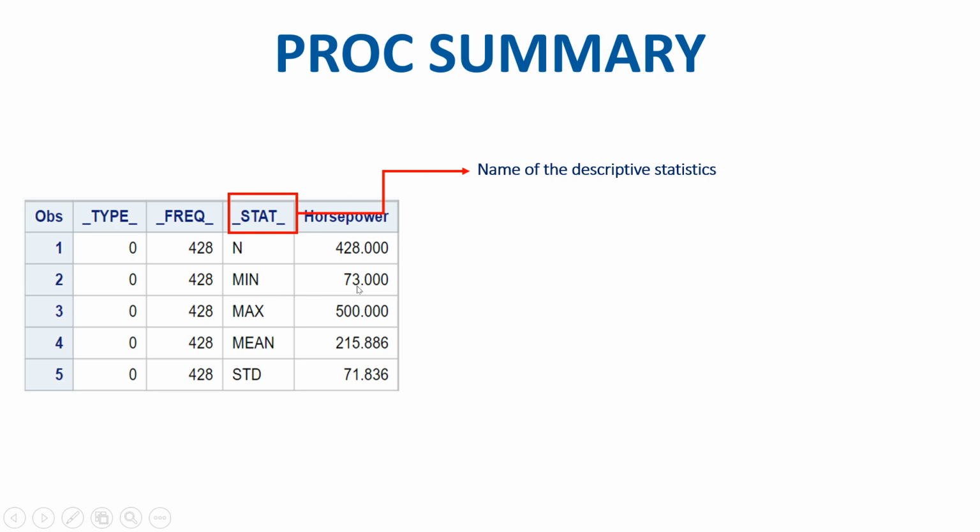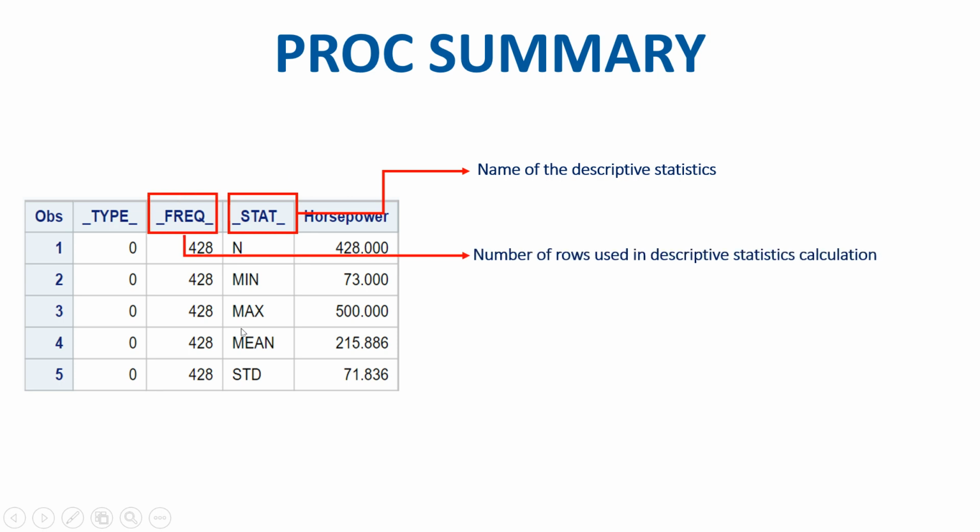So minimum horsepower is 73, maximum horsepower is 500, average horsepower is 215, and the standard deviation of horsepower is 71.836. If you want to understand what standard deviation means, I have provided the link in the description section. Just click that and check it out. Other than this, you see this variable, this is the frequency variable. It simply shows you the number of rows used in the descriptive statistics calculation. So whatever calculation we have done over here, how many records have been used in it, it is that.